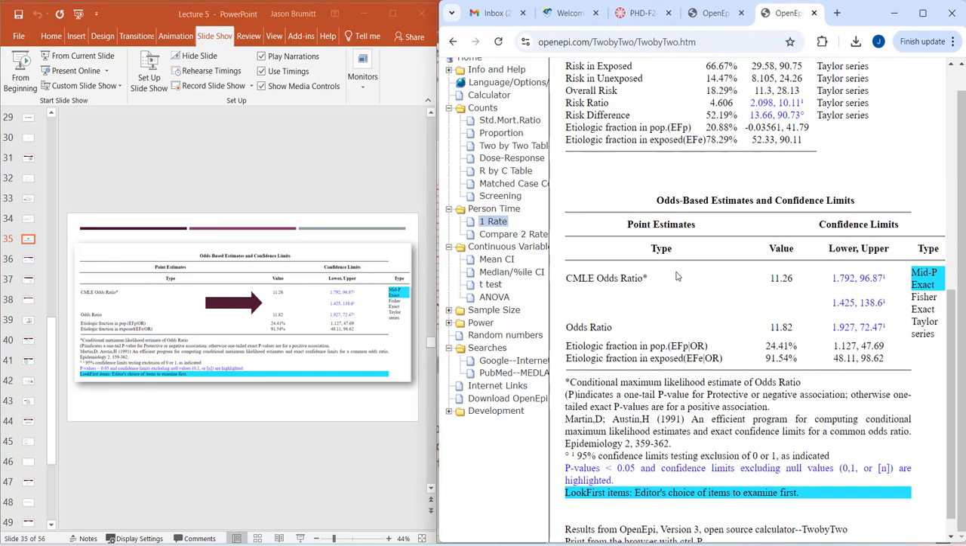Why is the odds ratio so much more than the risk ratio? Well, that gets back to how things are calculated. Remember, there's differences in the cell calculation. You'd have to go back and look at those slides to see how that's done.